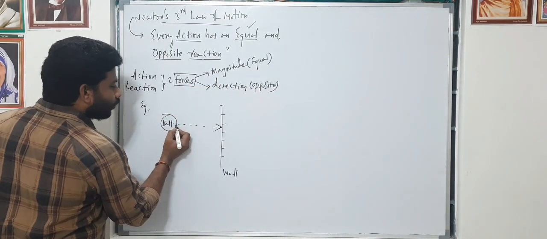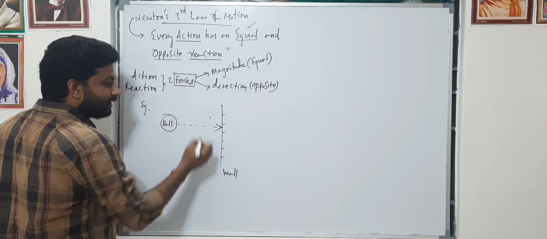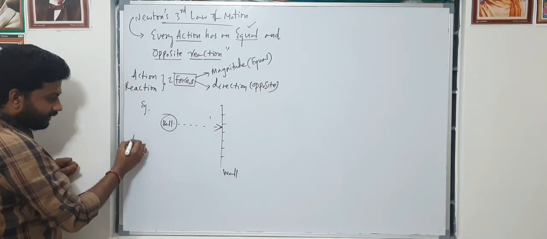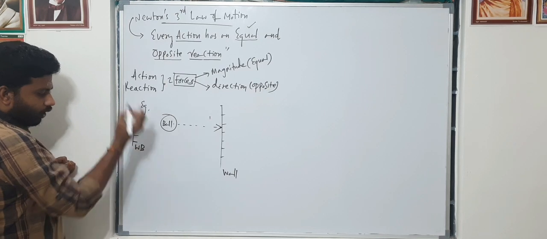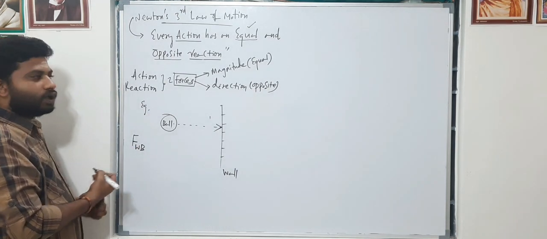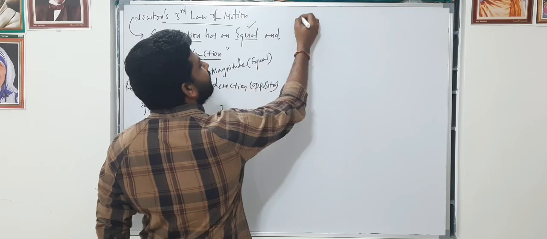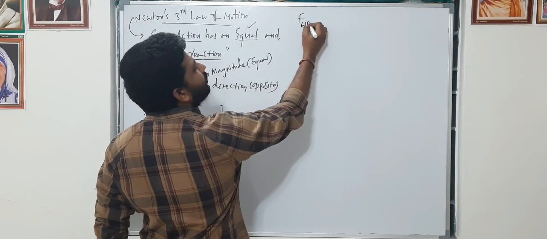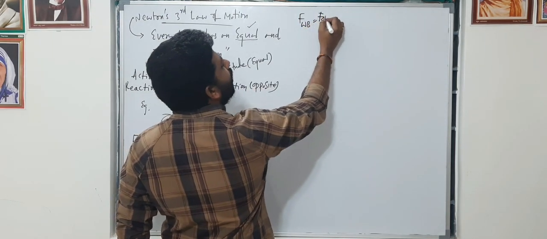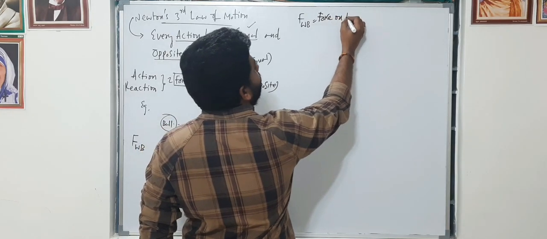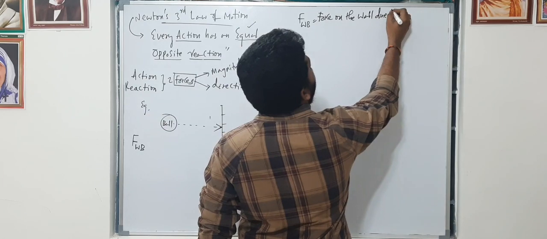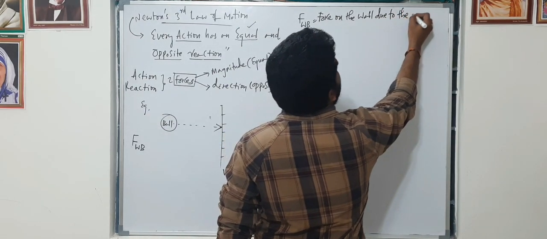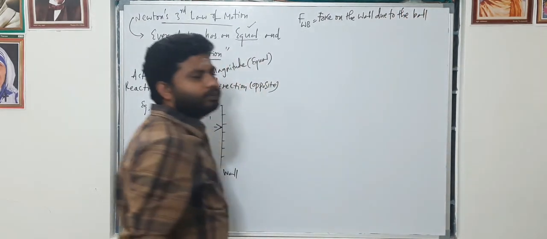So this is the first case I am writing here. In the first case, what happens? Force on the wall due to the ball. F suffix WB. What is F suffix WB? I am writing here, F suffix WB is force on the wall due to the ball.